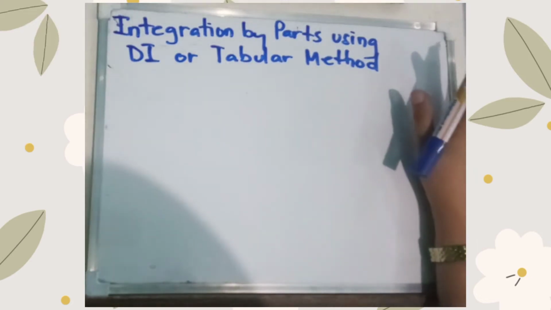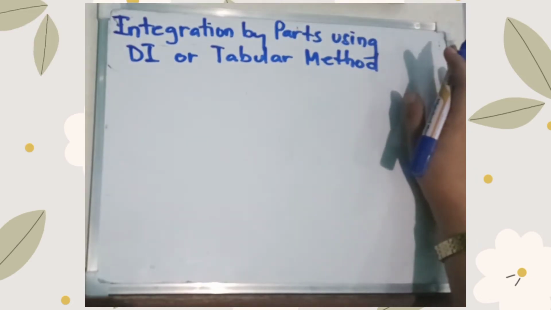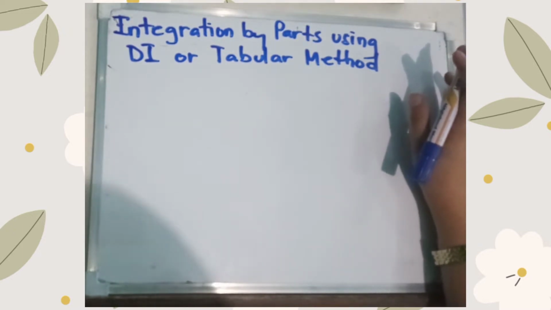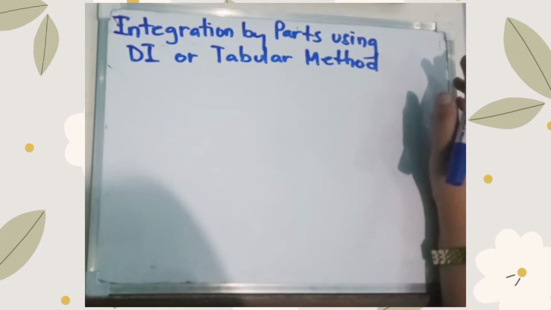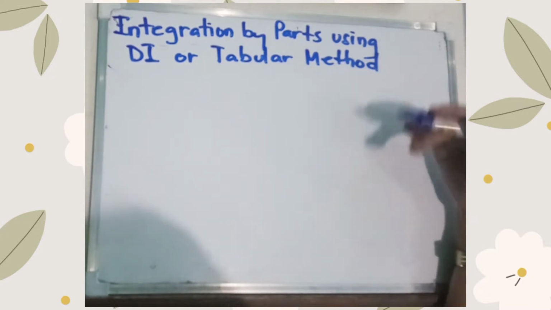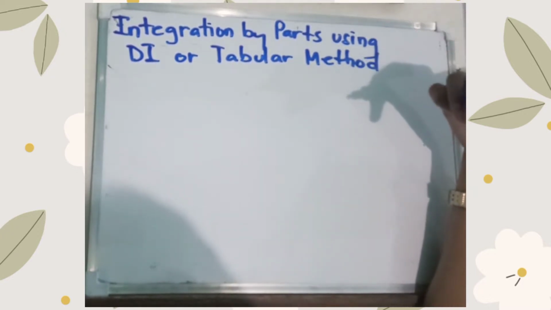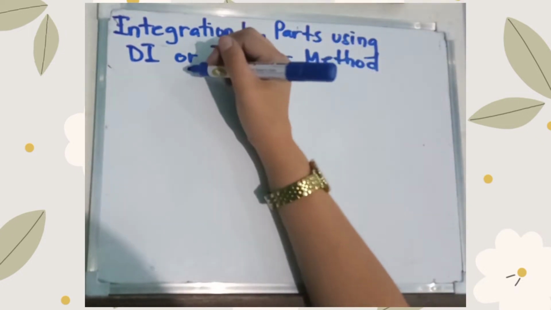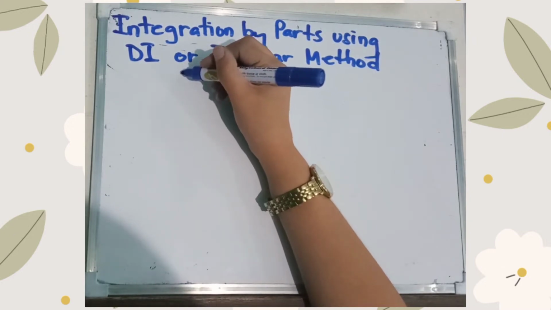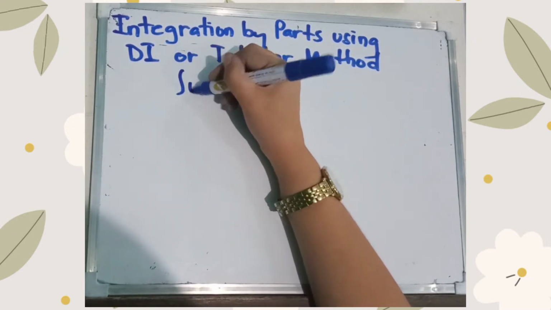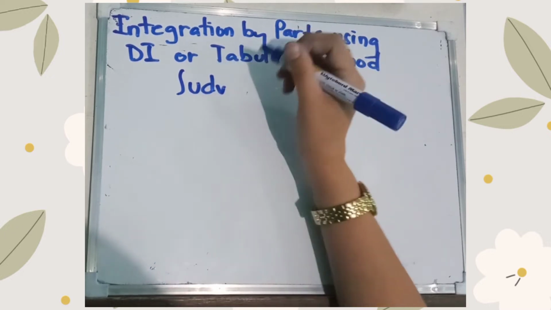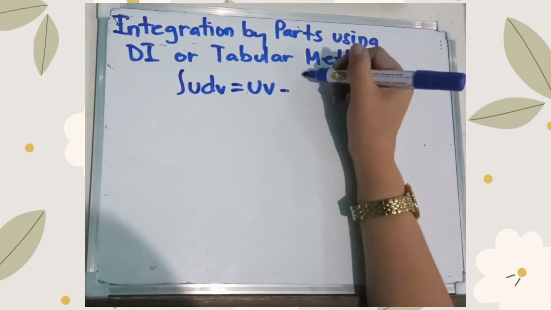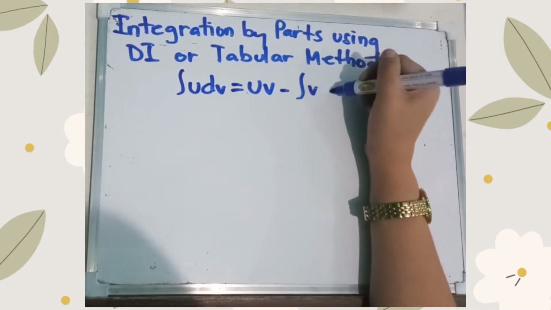Hi everyone, in this video I will be discussing integration by parts using DI or the tabular method. In my previous video, I discussed integration by parts using the long method. Just to recall, our formula for that is the integral of u dv is equal to uv minus the integral of v du.